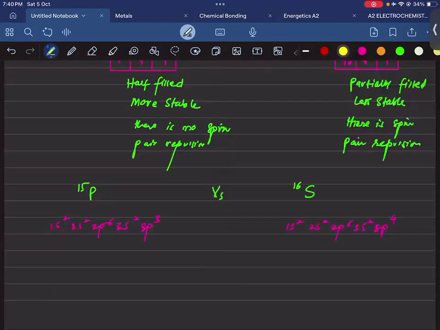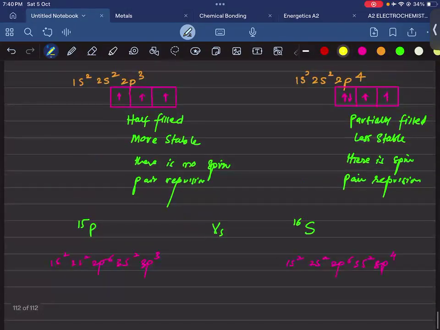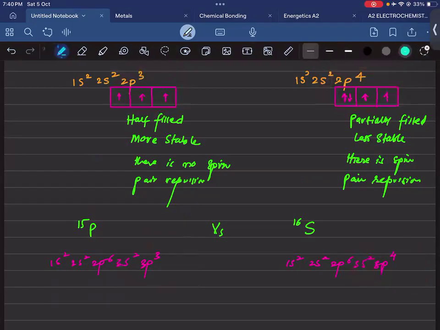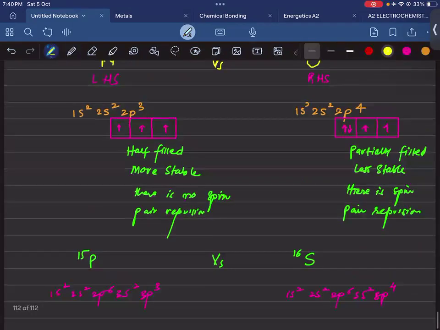Okay. So this is 3p3 again, the same condition as it was. This is 3p3 and this is 3p4. The same criteria would be followed in phosphorus and sulfur as it was in nitrogen and oxygen.